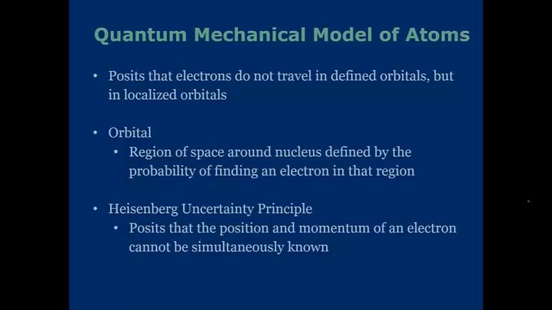Orbitals are noted as regions of space around nuclei that are defined by the probability of finding an electron in that region. If an electron has a high probability of being located in that region, then it's going to be stated that the electron occupies that orbital. However, they could randomly jump, theoretically, out of this orbital.